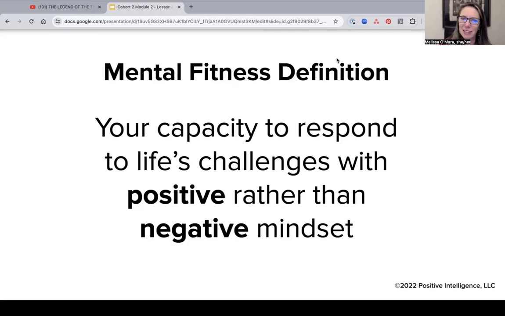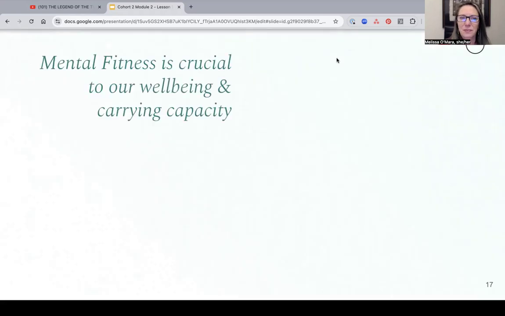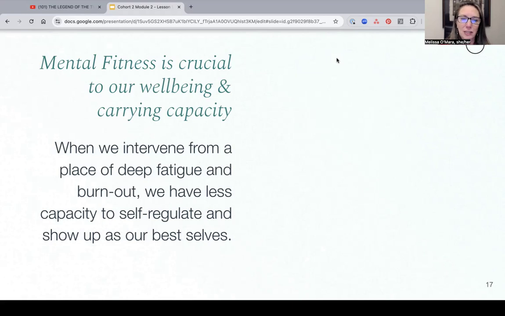So let's begin again. Mental fitness is your capacity to respond to life's challenges with a positive rather than a negative mindset. Mental fitness is crucial to our well-being and our carrying capacity as humans. When we intervene from a place of deep fatigue and burnout, we have less capacity to self-regulate and show up as our best selves.